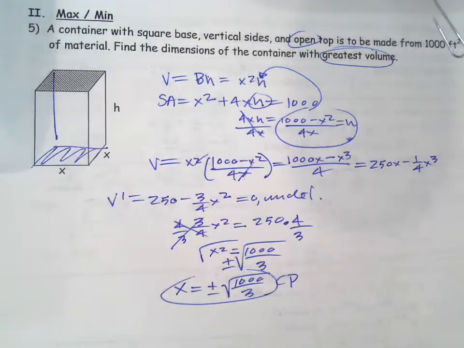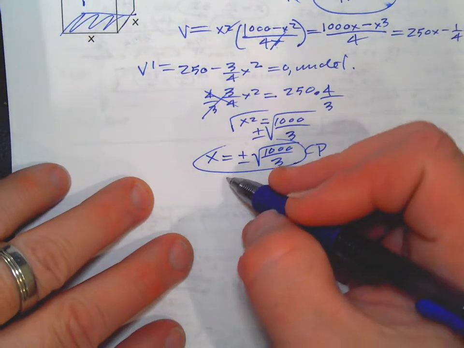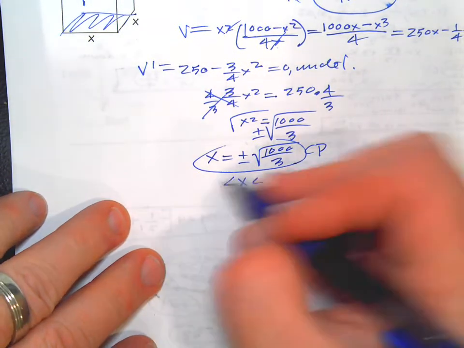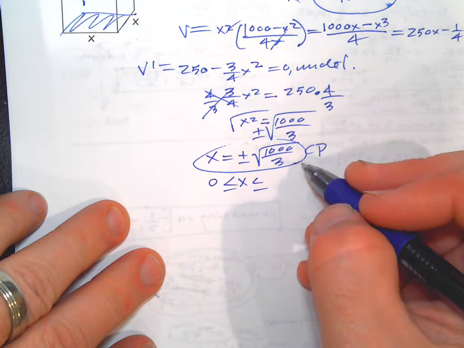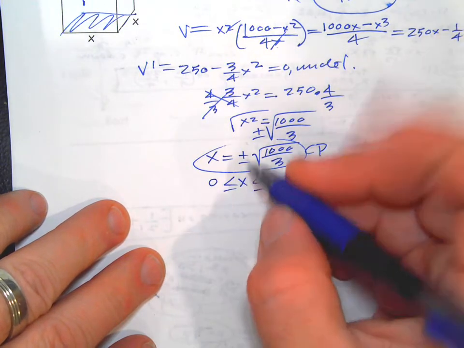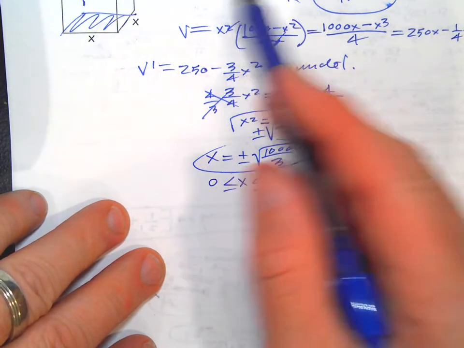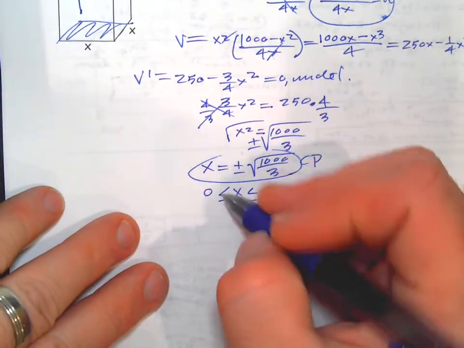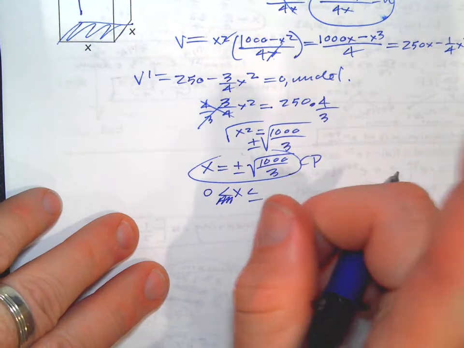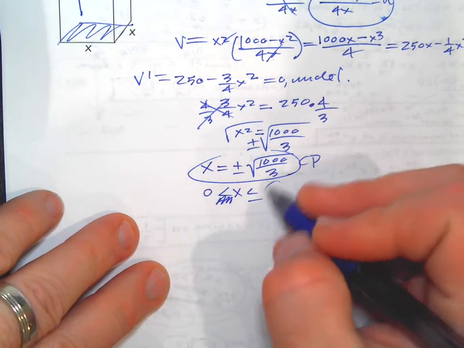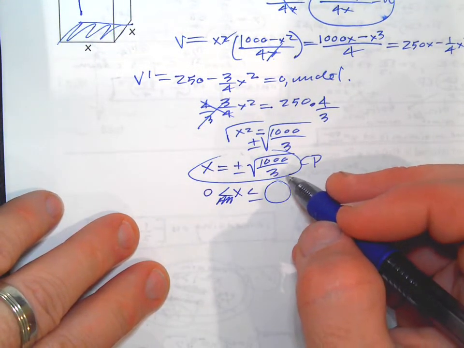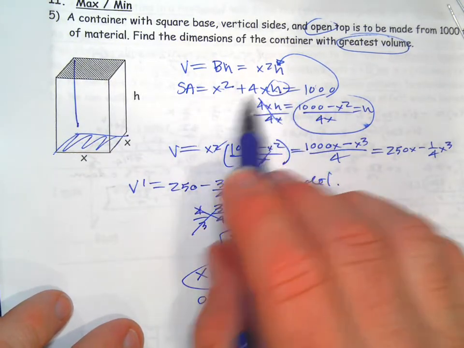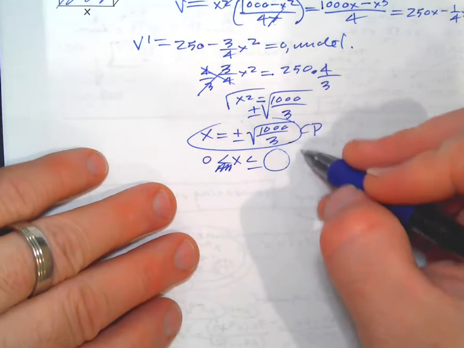Okay, we need endpoints. Well, could x be 0? The problem with x being 0 is that your surface area ends up being 0, and it's supposed to be 1,000. So x can't equal 0. It can get really tiny, and then h gets really big. What's the biggest x could be? Well, that would be when h is 0, which is okay. You'll still have surface area. It would just be a flat box. So h can equal 0.